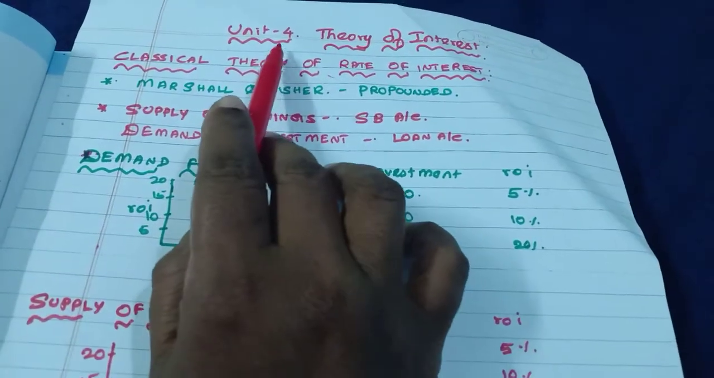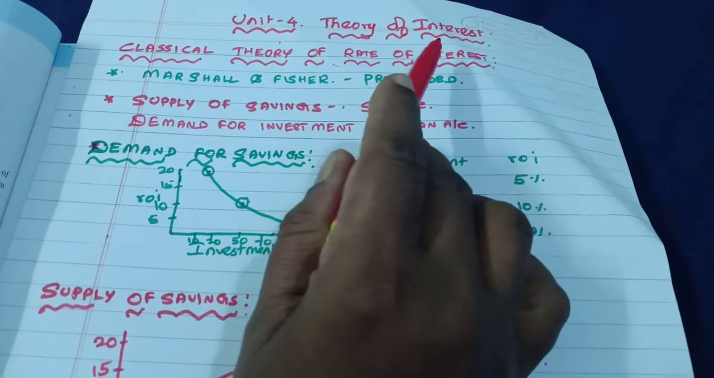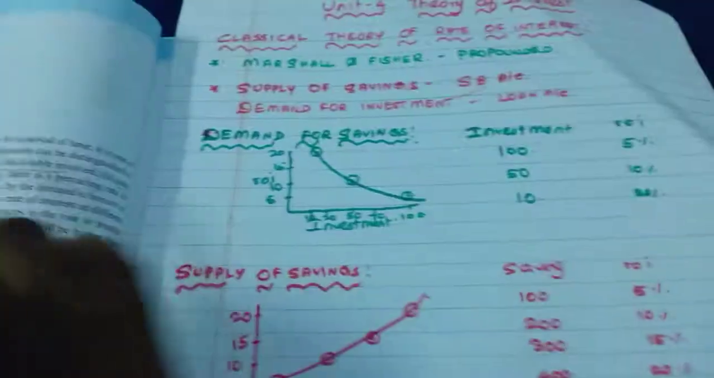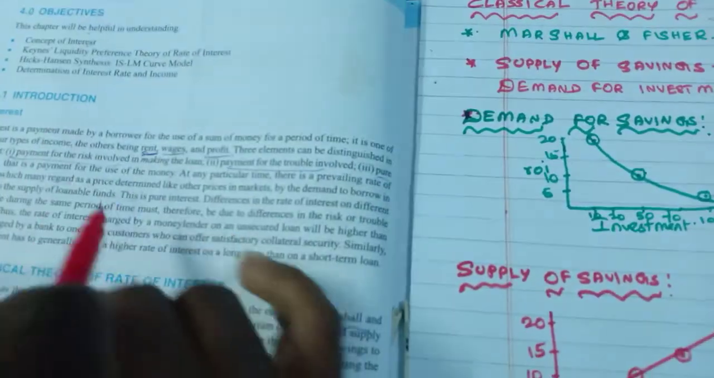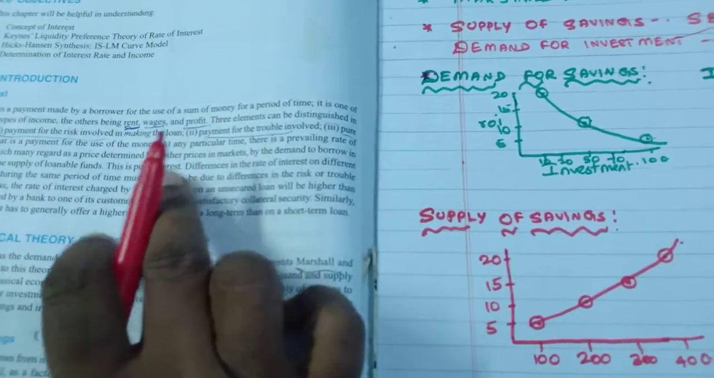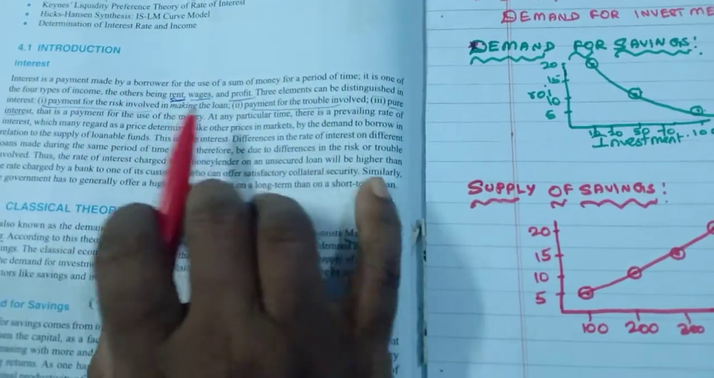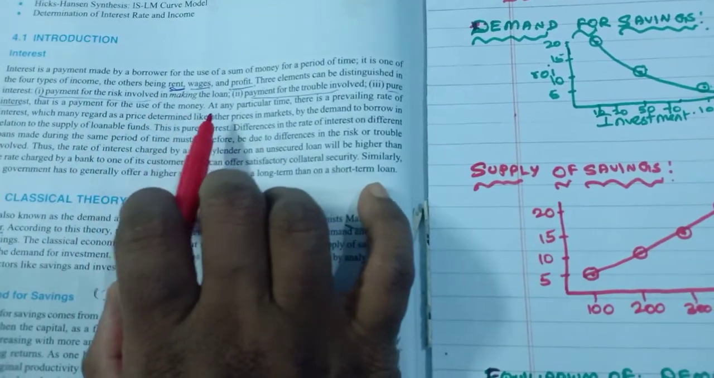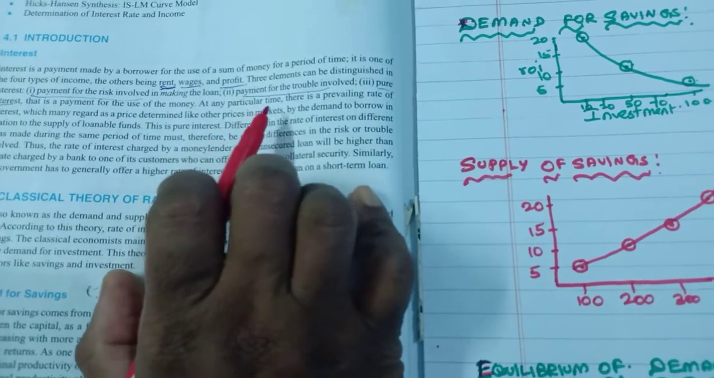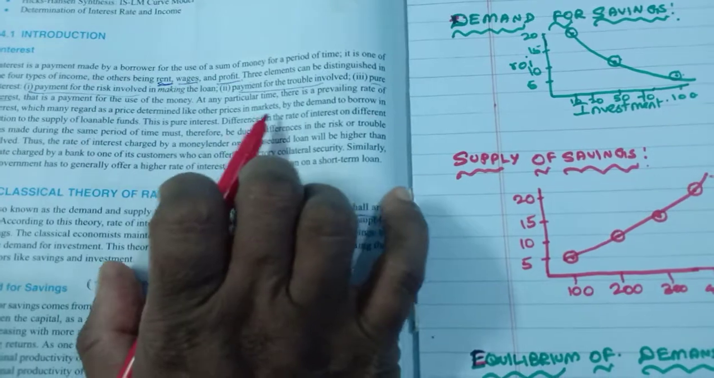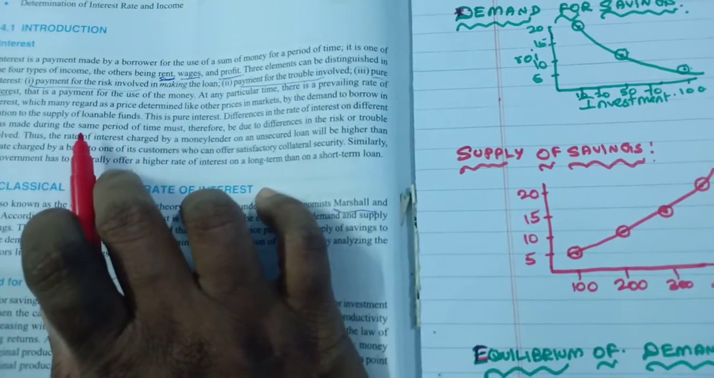Now what we are going to see is Unit 4, Theory of Interest, that is, how the interest is determined. This is on page number 36, friends. Here some introduction is given regarding rate of interest. Rate of interest is payment for the risk involved in making the loan, payment for the trouble involved, and pure interest. These are the three factors affecting rate of interest.